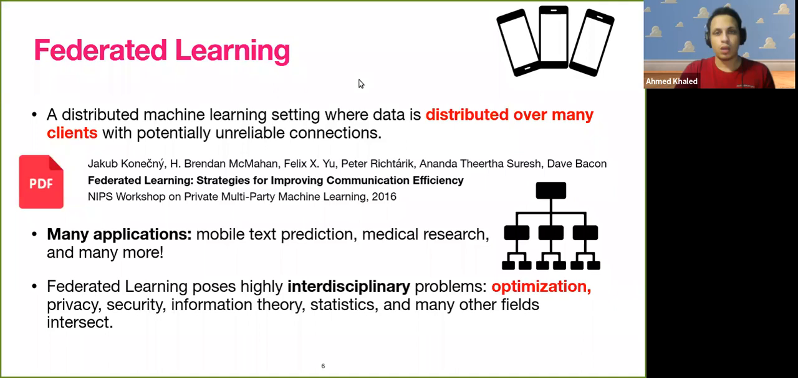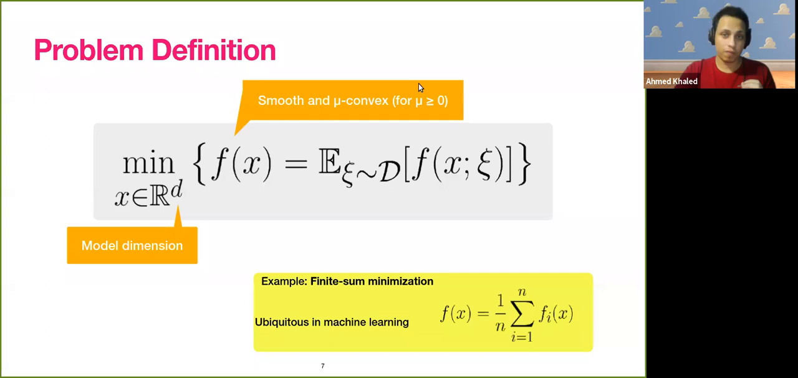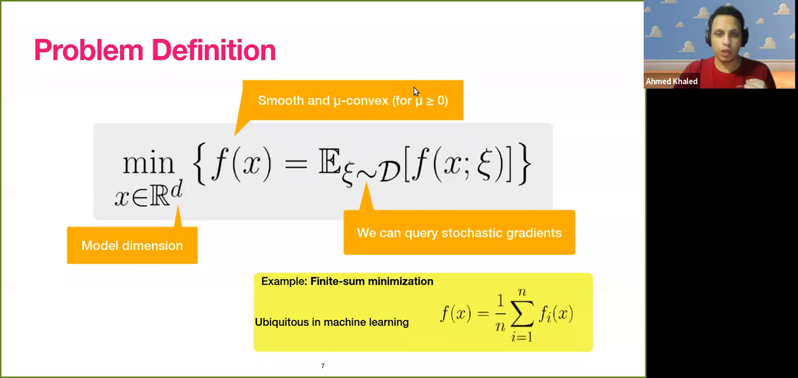All right, so the problem that we focus on is to minimize a function f that can be written as a stochastic expectation. What this means is that we have a probability distribution and we can write f in terms of an expectation over functions in that probability distribution. So we assume that f takes input in dimension d, that it lives in R^d, and that f is smooth and mu convex. And as I said, we assume that f can be written as an expectation. The prime example of such problems are finite sum minimization problems. These are ubiquitous in machine learning, and they typically arise out of trying to solve empirical risk minimization problems.